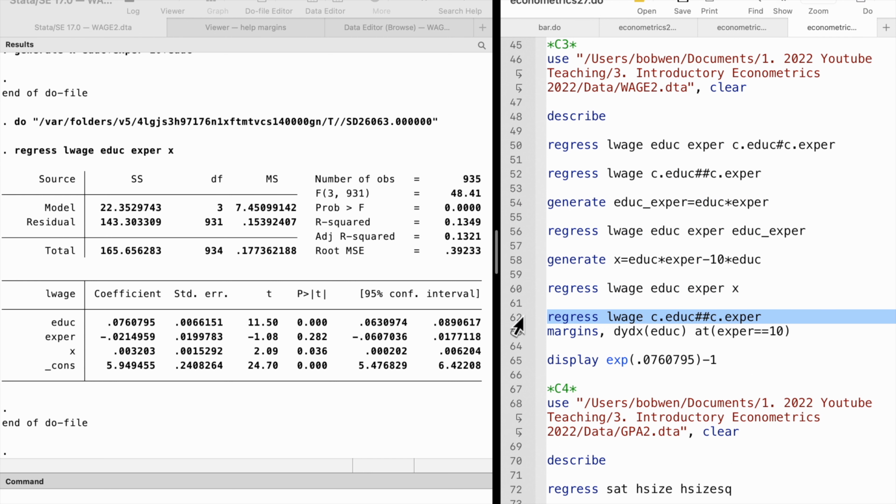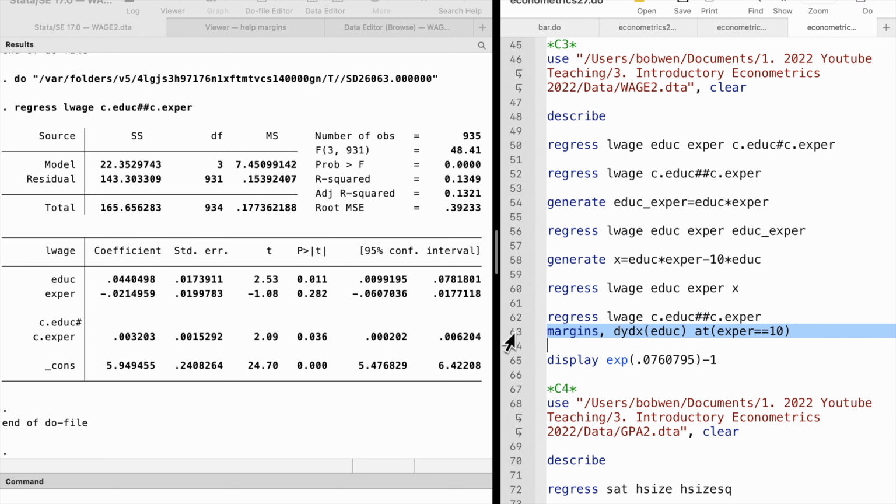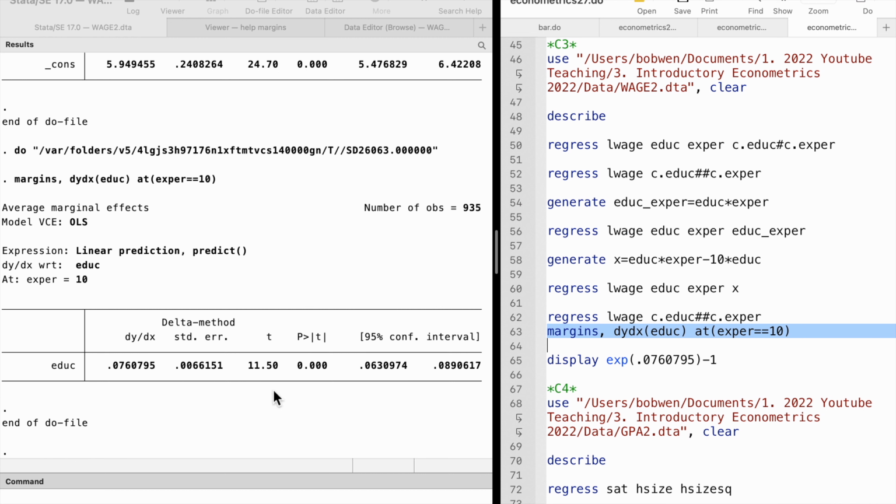In Stata, we can obtain the same answer directly without rearranging the variables. After running the original regression, we use the margins command with the dy/dx and add options. We put the variable of which we want the marginal effect inside the parentheses after dy/dx, and we put the value of experience inside the parentheses after add. It gives the same marginal return to education at 10 years of experience.